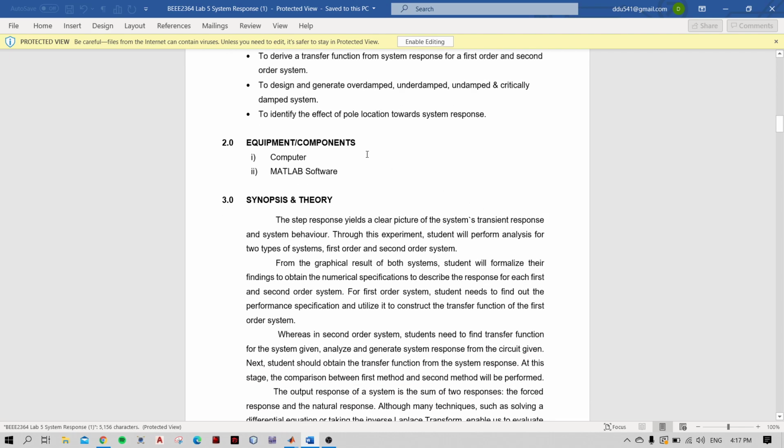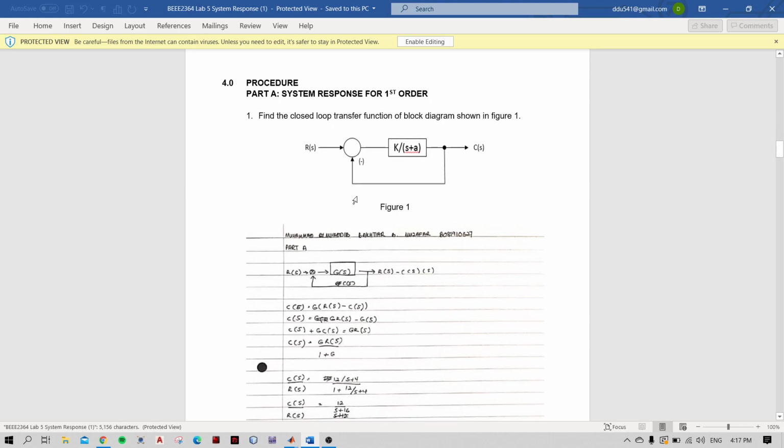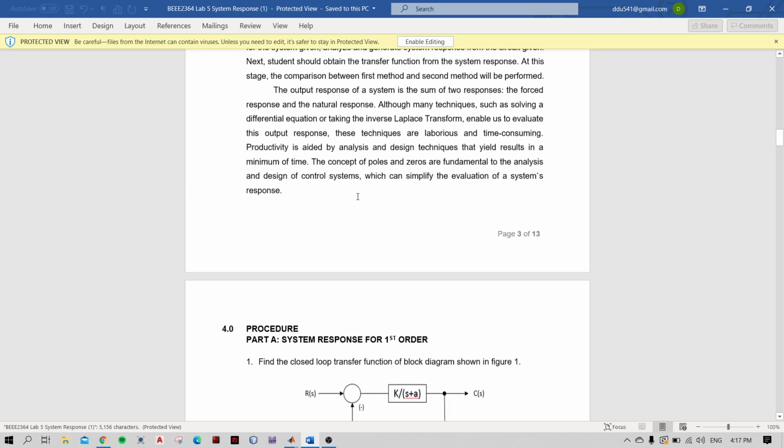The components or equipment that we need for this lab are just a computer and MATLAB software. Then we go to the procedure.